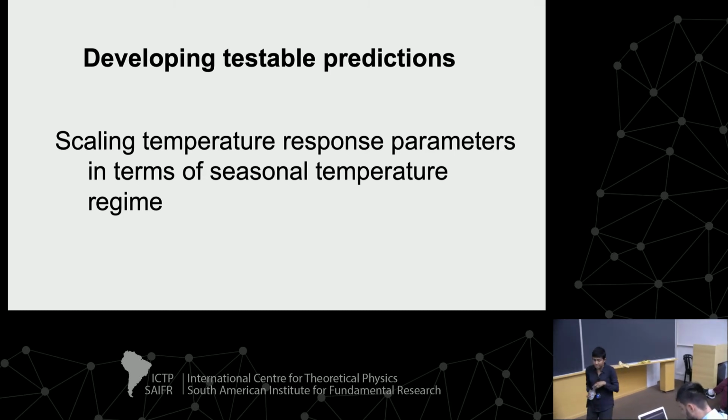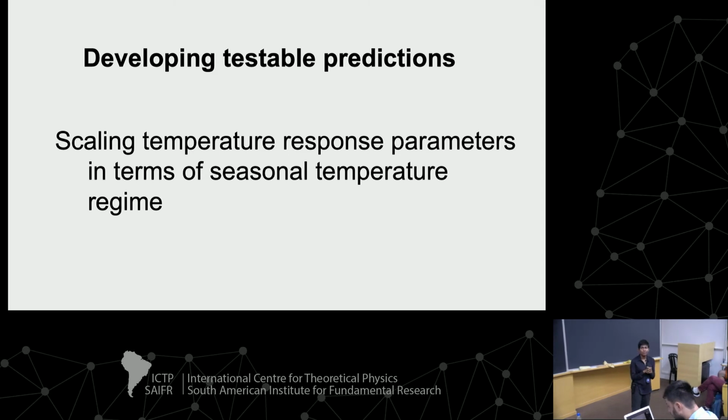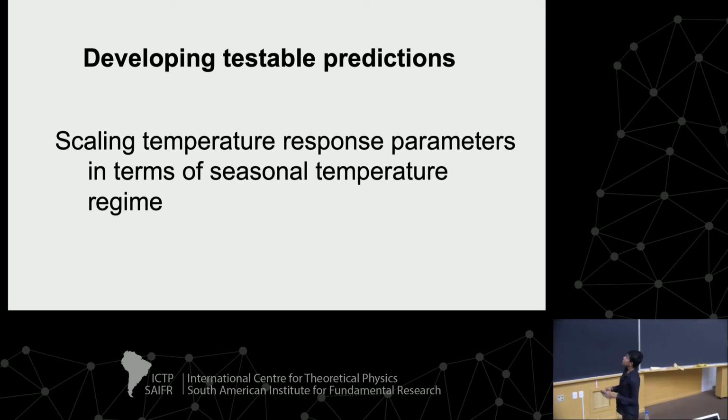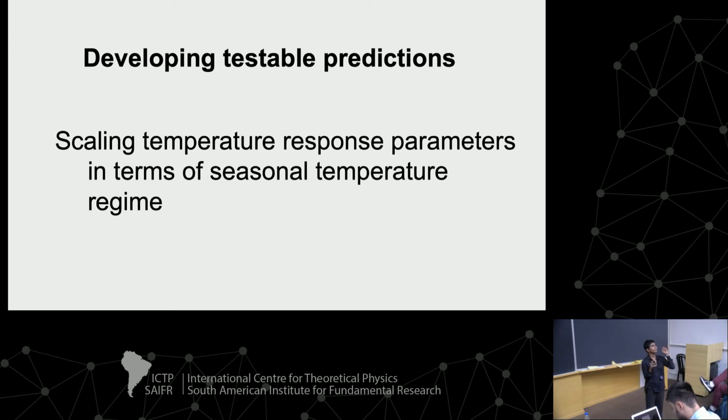And in fact, testable predictions that can apply to things other than plants. Most of the theory has been well developed for plants, but I happen to study insects. I would like a theory that can apply to insects, among other things. So what we want to do now is scale these temperature response parameters in terms of the seasonal temperature regime. And the great outcome of this is you're going to end up with very few parameters, and they are all parameters you can measure.